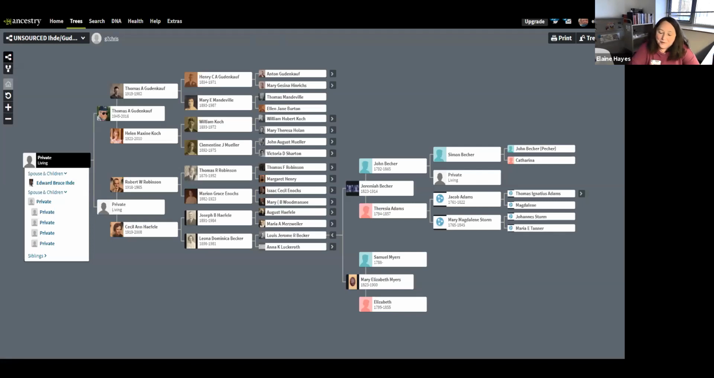And you can look at other people's family trees if they let you, if they're public. And this is actually not my family tree. This is an unsourced tree that's managed by G7 Chris. And I looked into that family tree, and I can see Jeremiah Becker and Mary Elizabeth Myers. And if I don't know this information, I can add this to my family tree.